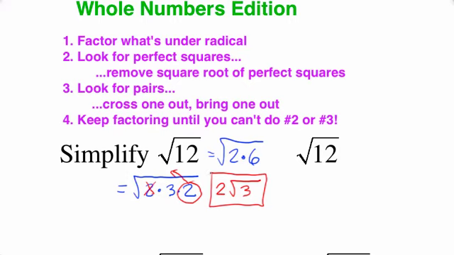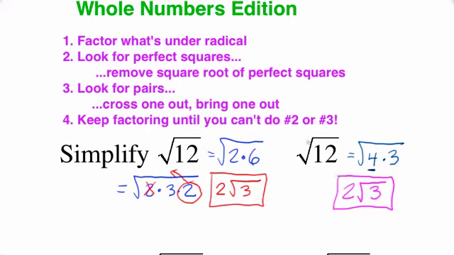Now let's solve the same exact problem in a slightly different fashion. So the square root of 12, again, we're going to factor what's under the radical. This time I'm going to say it's 4 times 3. Now with 4 times 3, you may notice there is a perfect square. 4 is a perfect square. So the square root of 4 is 2. 2 goes in front of the radical, and what stays behind? 3. 2 root 3 is our final answer. If you notice, we should get the same answer either way we do it.